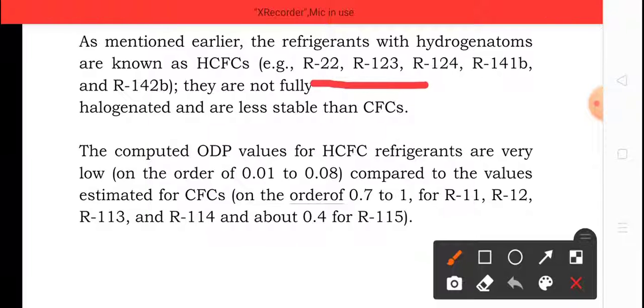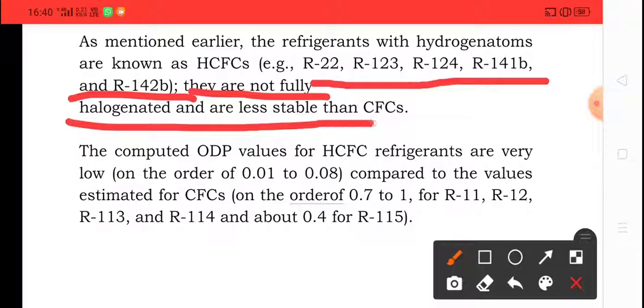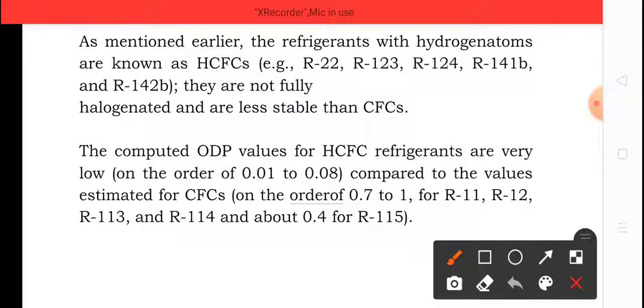R22, R123, R124, R141B, R142B, they are not fully halogenated and are less stable than CFC. They are not fully halogenated, so they are safer for our ozone layer. So we have to prefer HCFC instead of CFC.